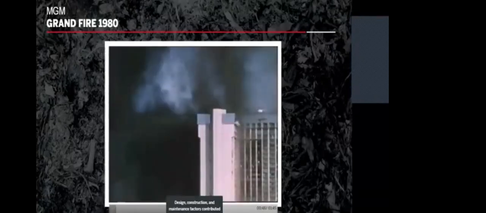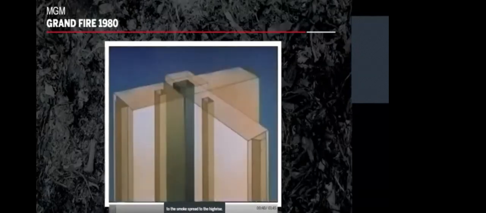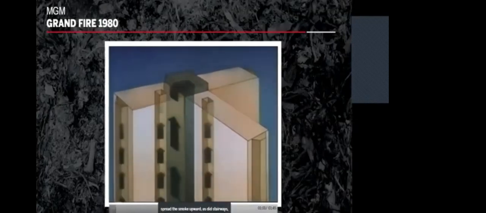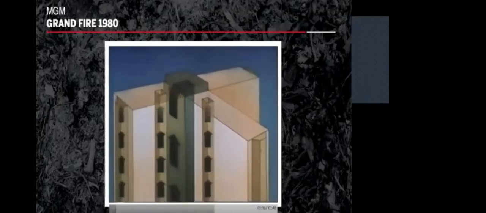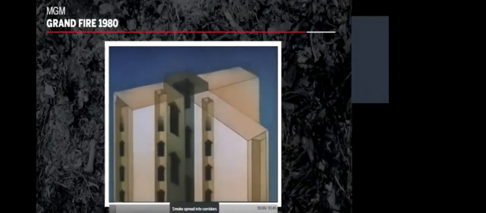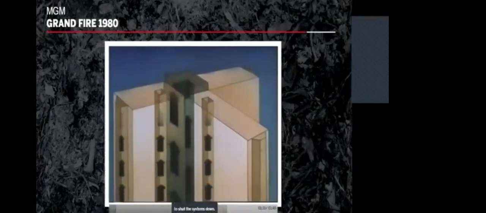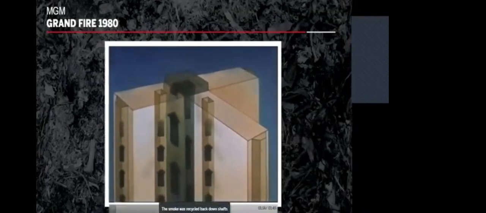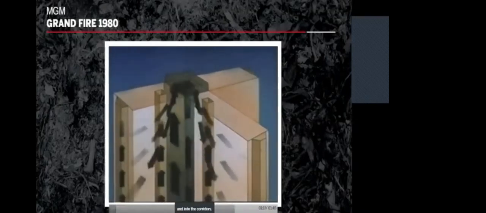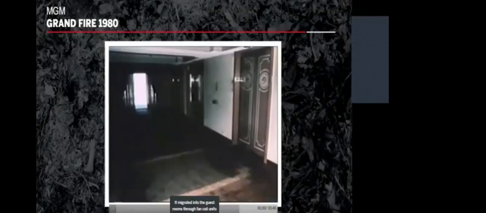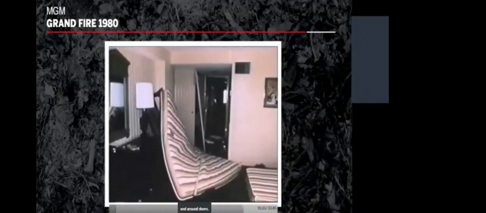Design, construction, and maintenance factors contributed to the smoke spread to the high-rise. For example, seismic joints, open shafts designed for earthquake protection, which extended from above the casino ceiling to the top of the high-rise, spread the smoke upward, as did stairways and elevator hoistways. Smoke spread into corridors and reached air conditioning units on the roof, which were not equipped with smoke detectors to shut the systems down. The smoke was recycled back down shafts and into the corridors. It migrated into guest rooms through fan coil units and around doors. Smoke also spread up plumbing chases and bathroom vents.